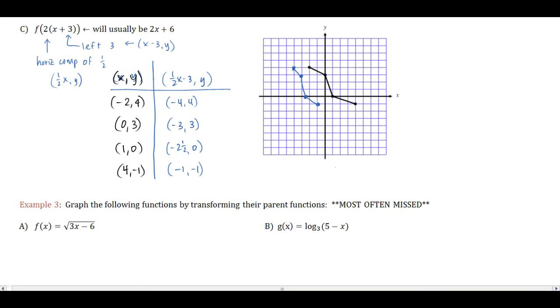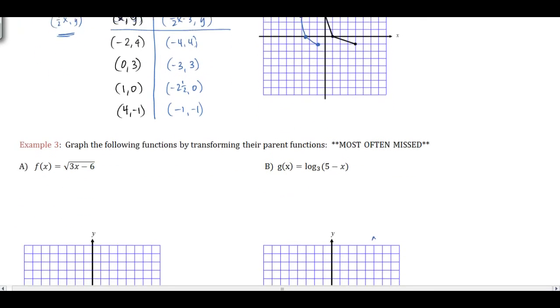It did have a horizontal compression and a left 3. So just make sure you stretch before you slide, but it kind of happens naturally. Multiplying the x's by a half you had to do first before you could subtract the 3. So here's my compound of both of those. And then you can see I got each point and I graphed it, and it does look like it's shifted over to the left 3 and horizontally compressed, so it's a little skinnier.